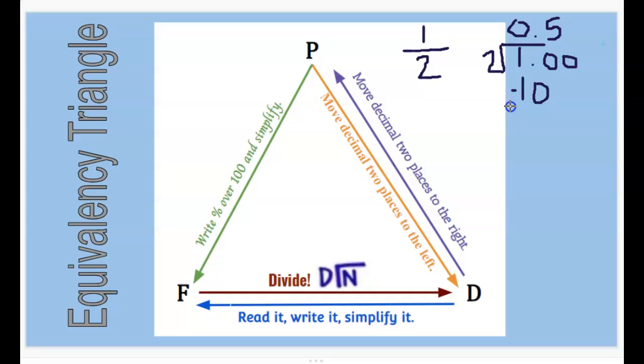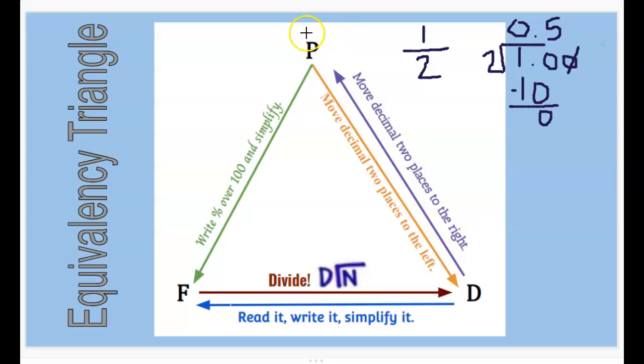And if you notice, I'm actually done. I don't need to use this 0 here. I added an extra 0 that I don't need because I'm already done. It is 0 and 5 tenths, which would be my decimal. Now to go from a decimal to a percent, I go up, and it says move the decimal 2 places to the right.